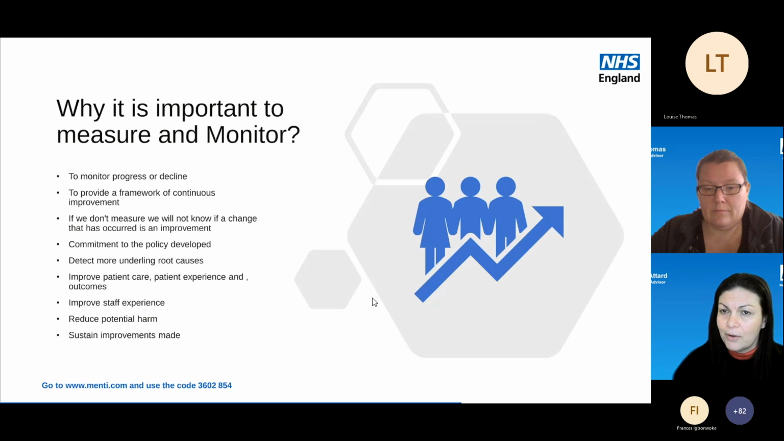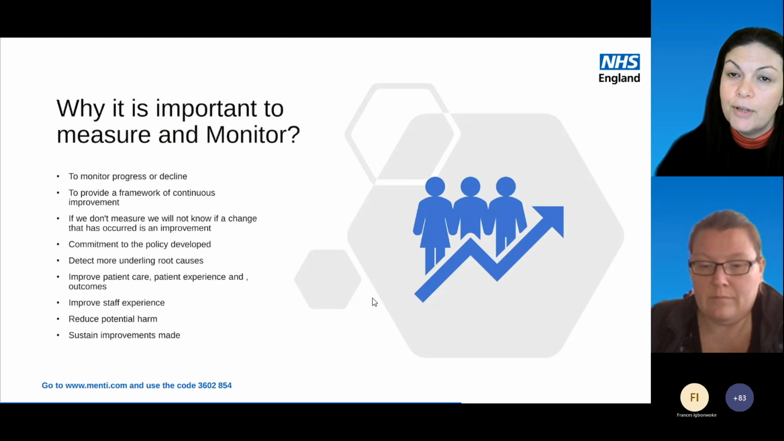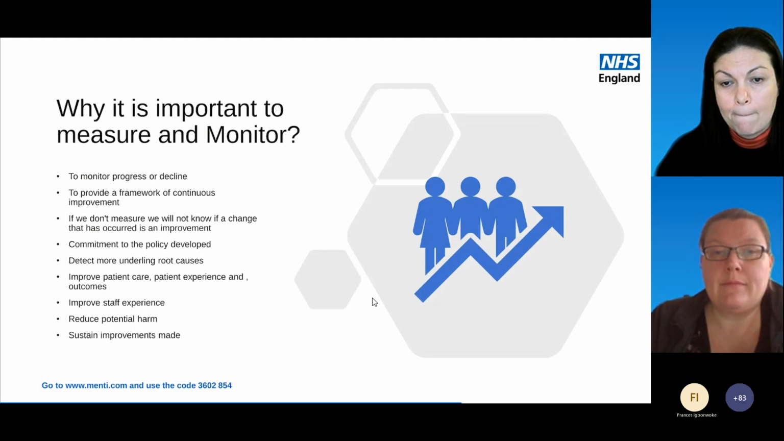You also detect underlying causes of why it's not successful by measuring. There's a high proportion of improving patient care and experience and outcomes by doing that, and staff experience. But also, as we heard so far, there's a potential reduction of potential harm that could happen by not doing it, and measuring it is really important. Sustaining any improvement that one does as well is really key to this. Next slide, please.